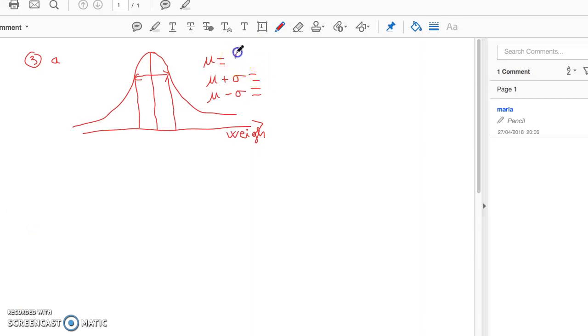Okay, so I need to write down the 110, and then 110 plus 8, 118, and 110 minus 8, 102. So all these values need to be here. I make sure that I write down 110, 118, and 102. That's all I need for question A.